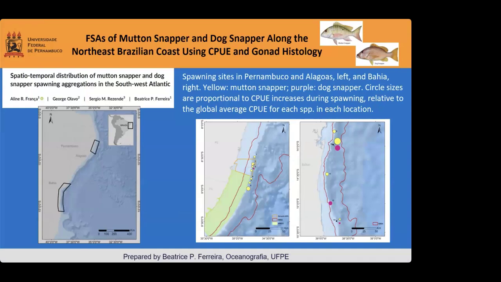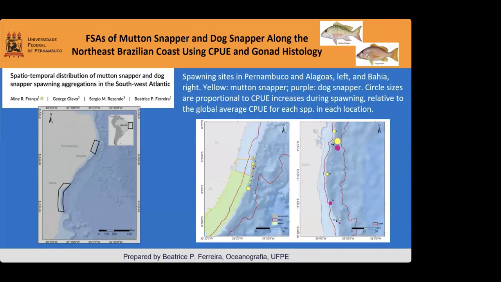These 2 slides were provided by Dr. Beatrice Padovani Ferreira from the Universidade Federal de Pernambuco. They have conducted some remarkable work on mutton snapper and dog snapper along the northeast Brazilian coast using catch per unit effort, gonad histology, and also GSI. A lot of this is summarized in the paper on the top left. The citation is on the next slide.